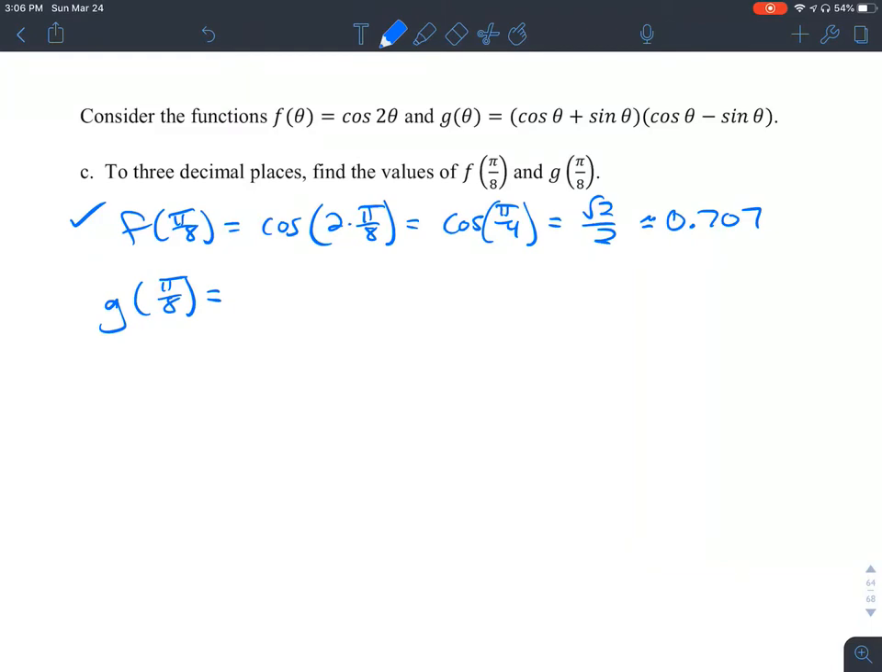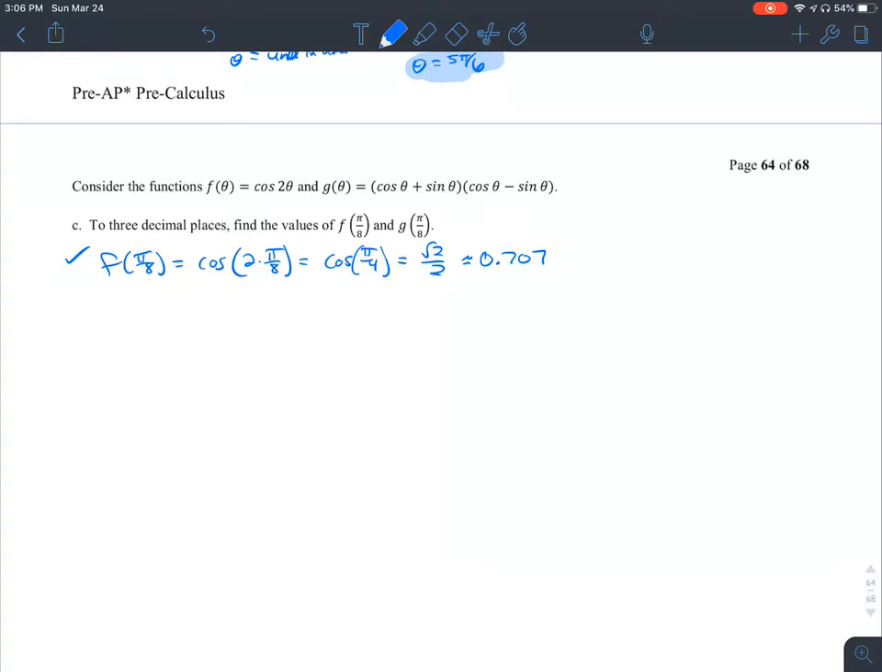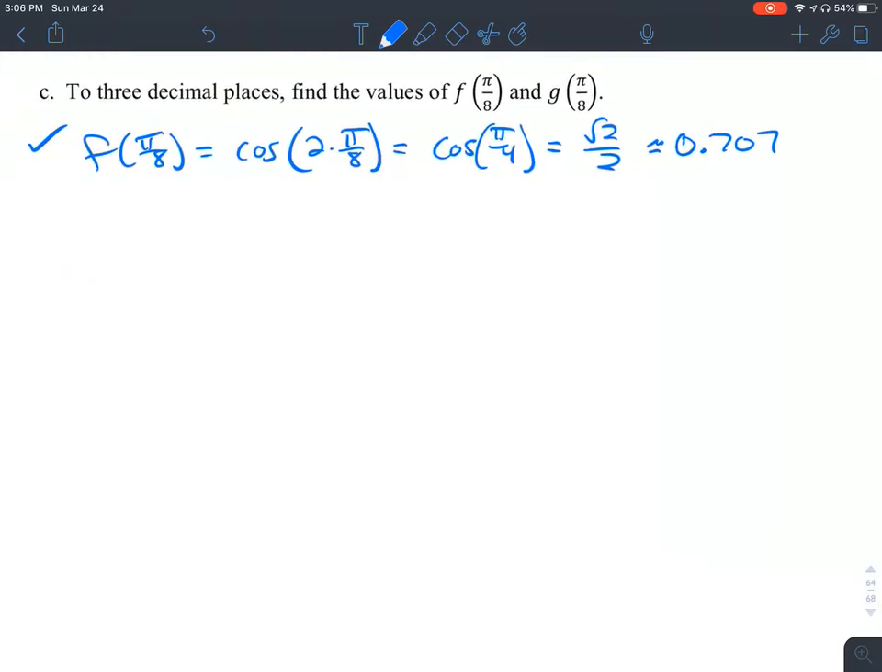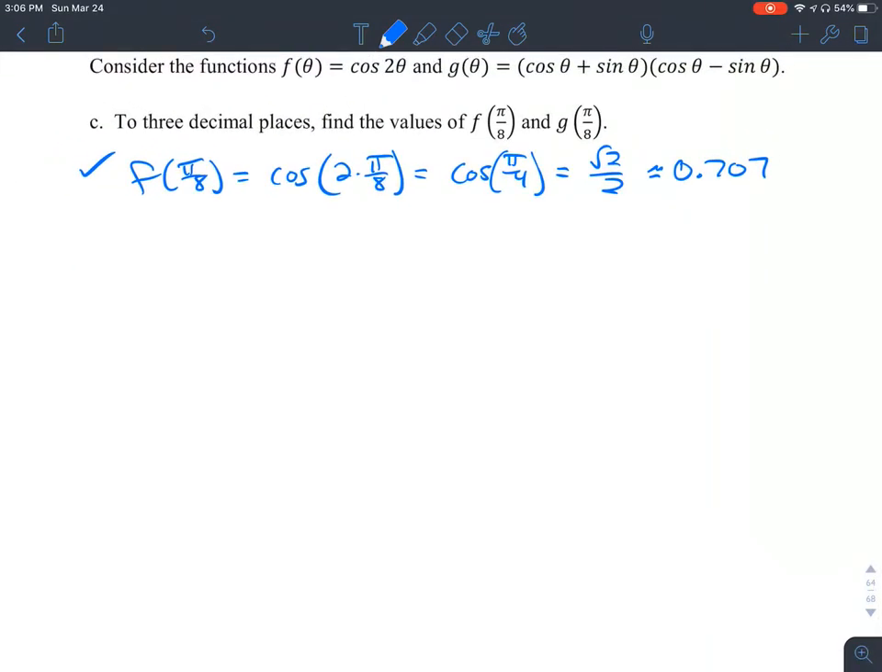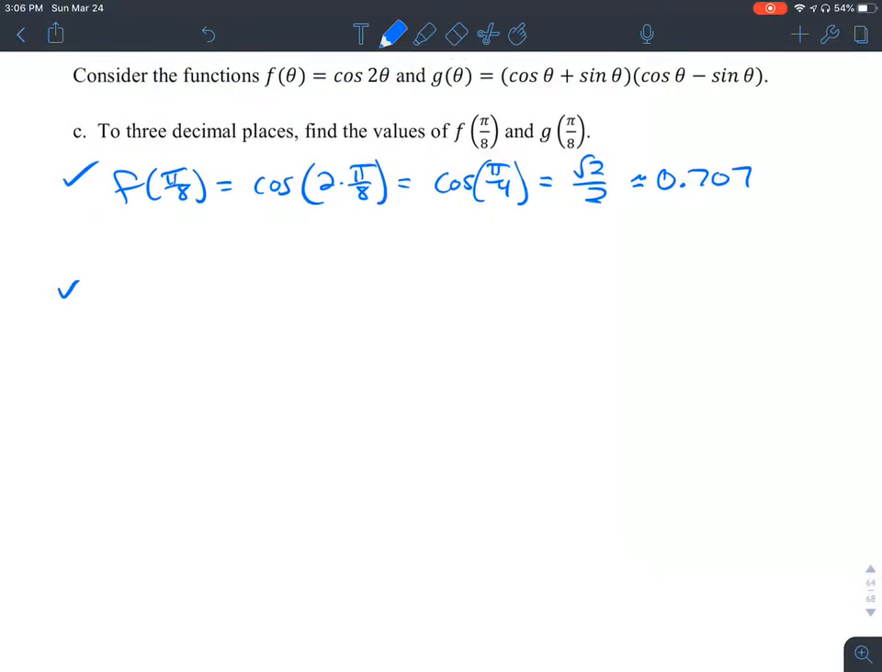Well, let's see. Before I do that, let me see what part D is. All right, I won't do what I was going to do because part D addresses it. All right, so let's just use my calculator. Well, I'll write this out first.